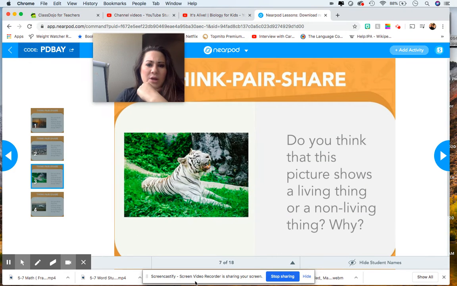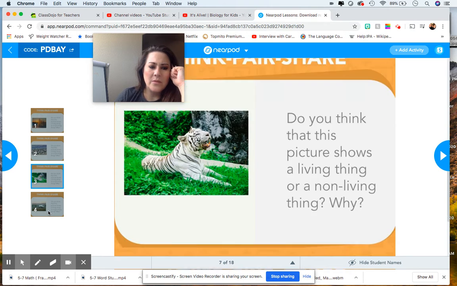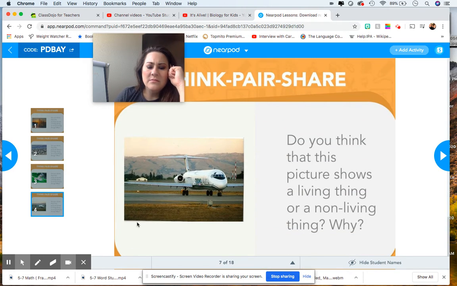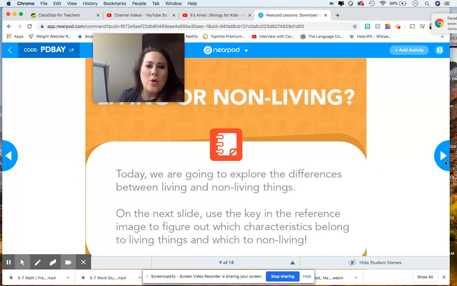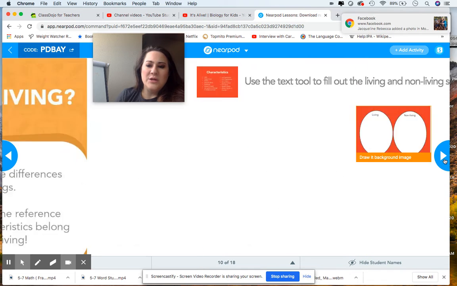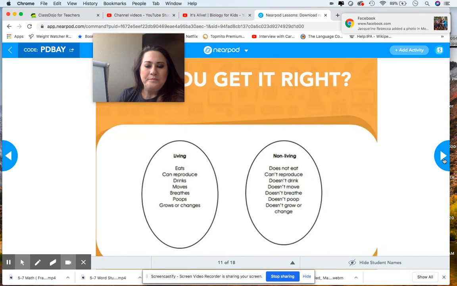What about this tiger? Is that a living thing or a non-living thing? And then finally, an airplane. Is that a living thing or a non-living thing? I'm sure you guys have gotten all of the answers right as we went through this, but let's see how we know for sure. So I don't need to read all that stuff to you guys.